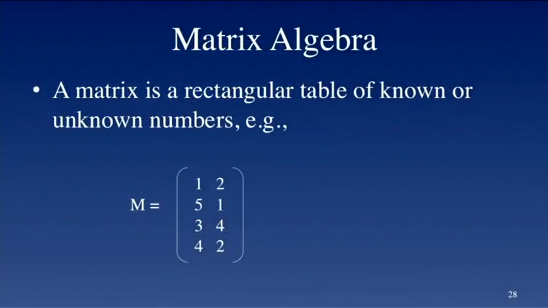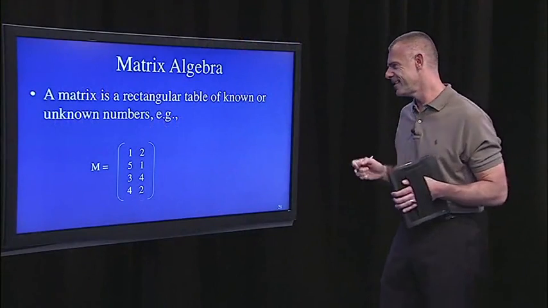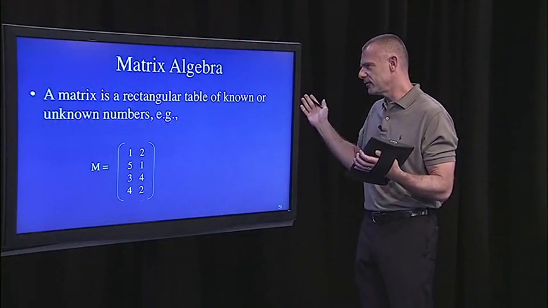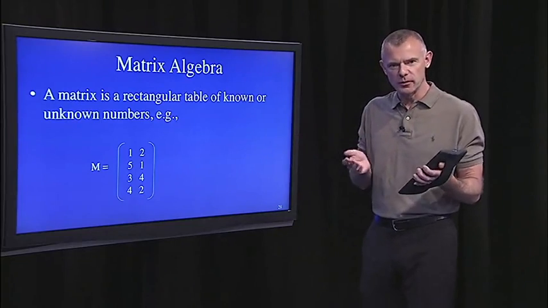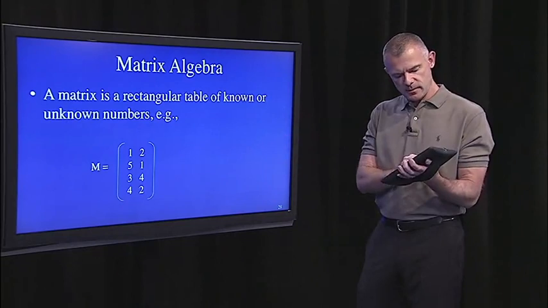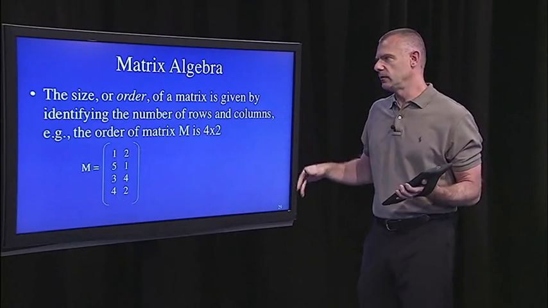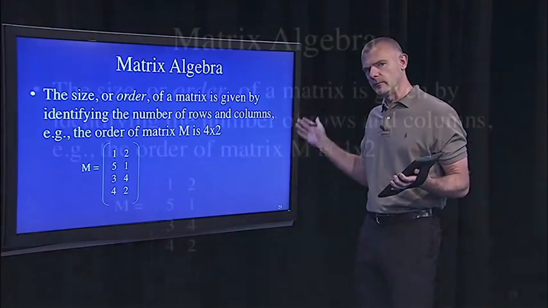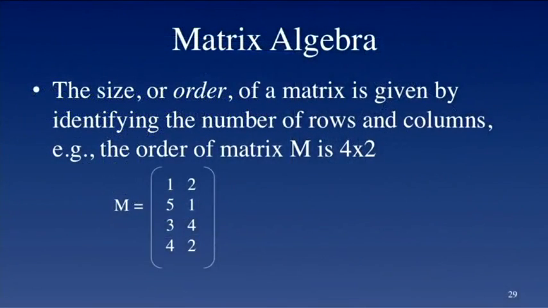And we always refer to the rows first and the columns second. So rows, columns, RC, because matrix algebra is really cool. RC, rows, columns, really cool. So it's just a rectangular table of known or unknown numbers. Here I just made up some numbers. The order is given by the number of rows, number of columns, RC. So this is a 4x2 matrix.